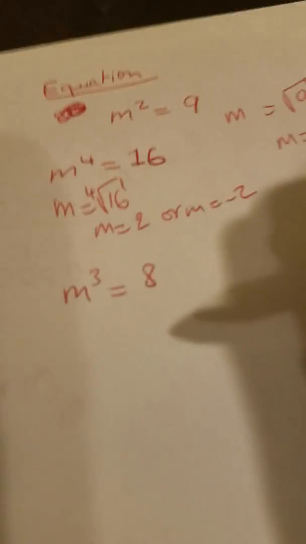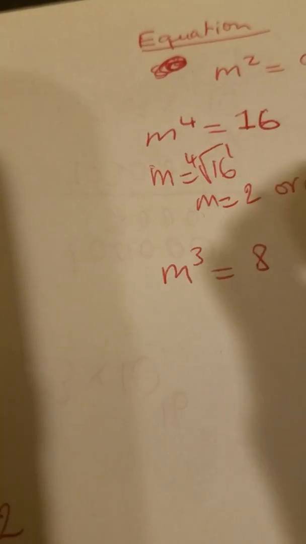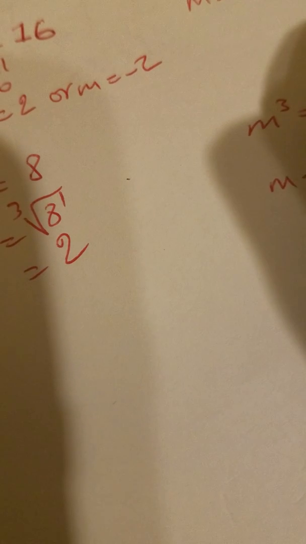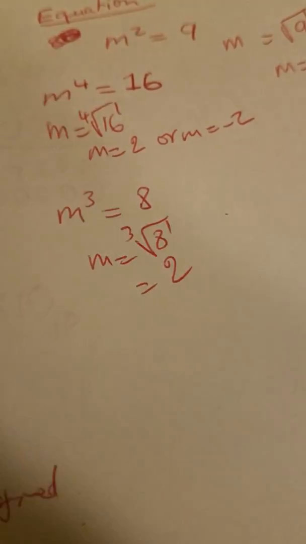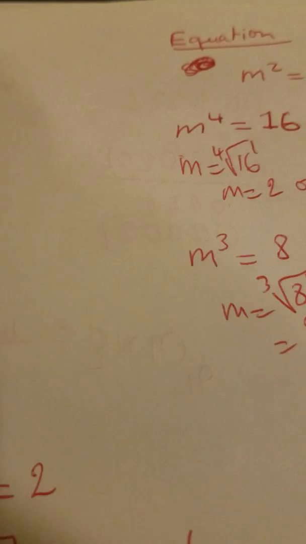Now if you have m to the power of 3, we're going to take the cube root. Again, odd roots only have one answer. So m equals the cube root of 8, which is going to be equal to 2. And then same thing here, the cube root of -8 is just going to be equal to -2. It only has one answer. Now if one of the answers was for a distance, you would pick the positive number. So I hope it's clear.